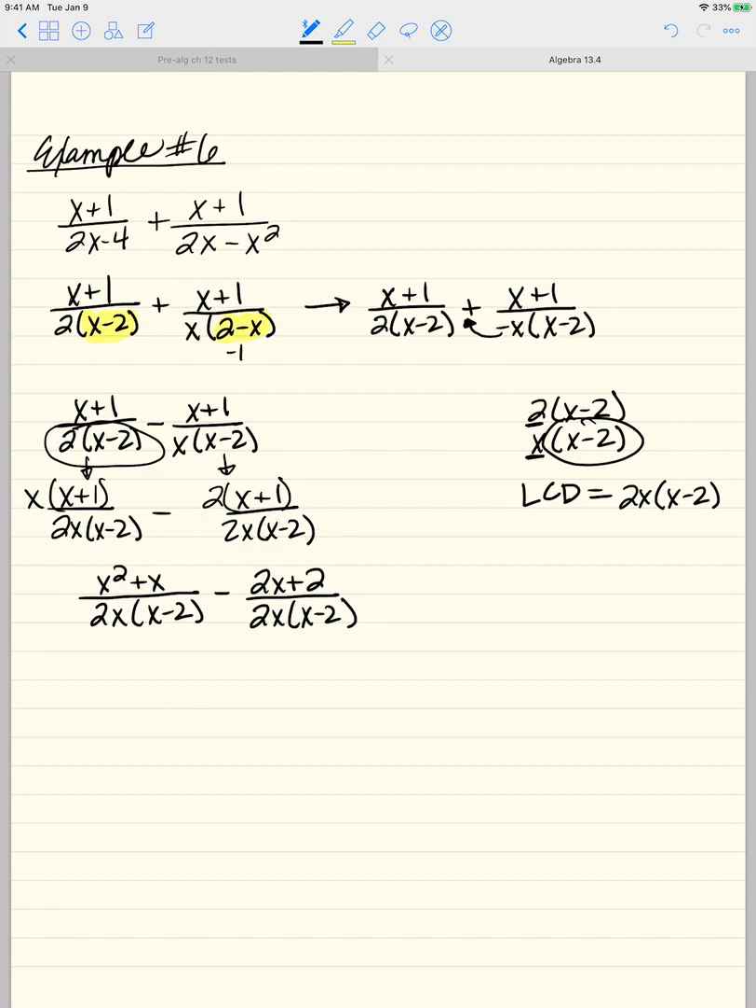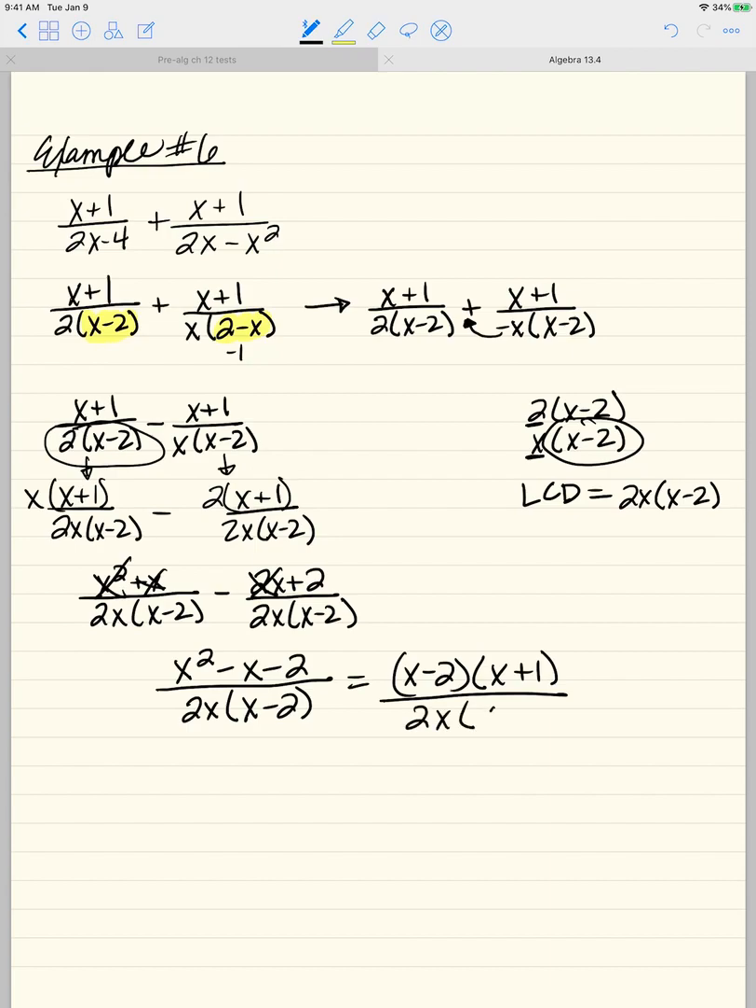Simplify. x squared, no other x squared, right? So just x squared. Then I have plus x minus 2x, so that's minus x. And then I just have minus 2 all over 2x times x minus 2. Go ahead, factor the numerator to x minus 2 times x plus 1 all over 2x times x minus 2. x minus 2 is going to cancel, and I have x plus 1 over 2x. And we are finally all done with this lesson.